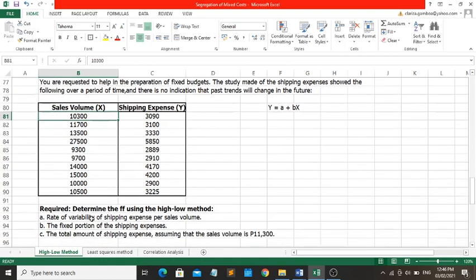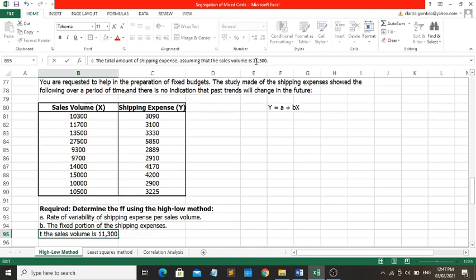Okay, so ano ba yung requirement? Using the high-low method, hanapin daw ang rate of variability of shipping expense per sales volume. So, ito po, pag rate of variability, malamang variable cost per sales volume or per unit. Next, fixed portion of the shipping expenses. So, hinihiwalay or sinesegregate na kasi natin yung mixed cost. So, after nating mahanap yung variable cost, next is the fixed cost. And letter C, the total amount of shipping expense, assuming that the sales volume is 11,300.